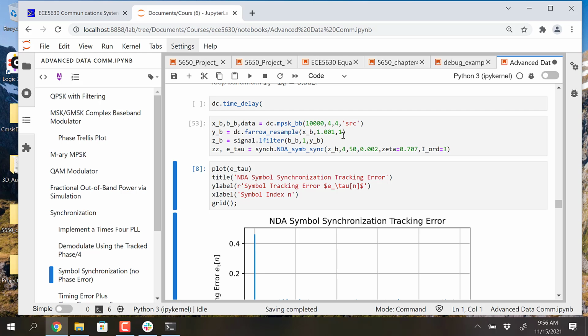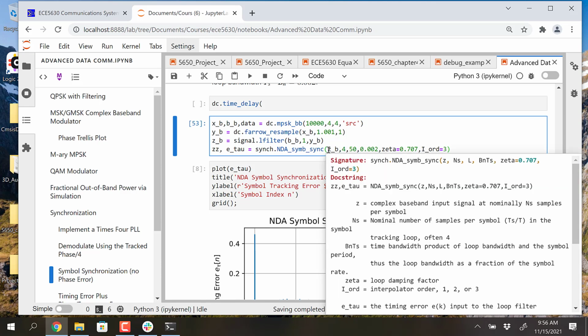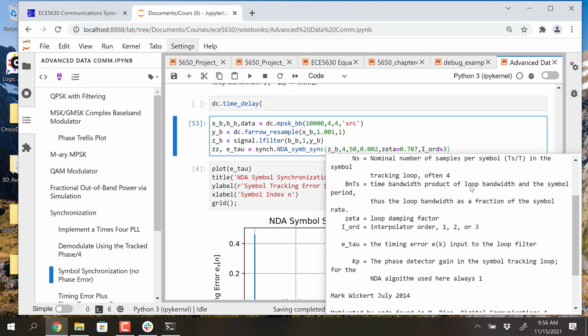The output clock is slower than the input clock, so the samples, yeah, you make it further apart because I'm clocking it now slower by a small amount. And then I go through a matched filter, and then I go into this function called non-data aided symbol synchronizer, which has some parameters in it, a time bandwidth product parameter.